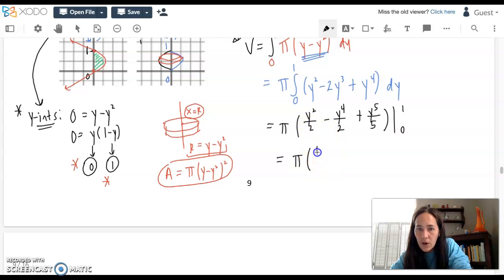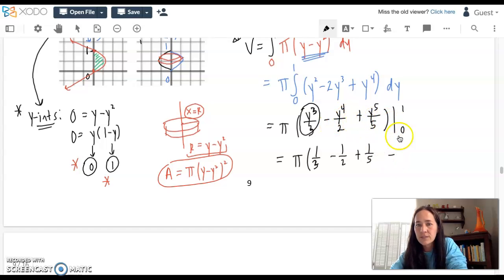So pi times 1 squared over 2 minus 1 to the fourth over 2 plus 1 to the fifth over 5. So 1, and actually, did you guys catch my mistake right here? I was going a little bit too quickly. So hopefully you caught it, and this part should be y to the third over 3. Does that look a little bit better for the integral of y squared? Okay, so now that I fixed that, this first plug-in will give you 1/3, minus a half, and then plus a fifth.